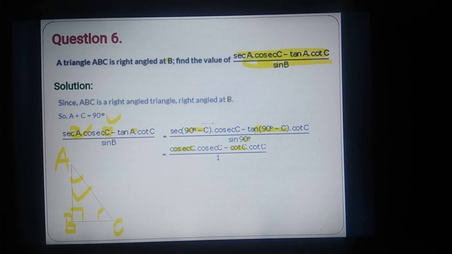And we know that the value of sine 90 degrees is equal to 1. Now here cosec C into cosec C is cosec square C, minus cot C into cot C, which is cot square C, and we know that cosec square theta minus cot square theta equals 1. So my answer is 1. So pause the video to note down.